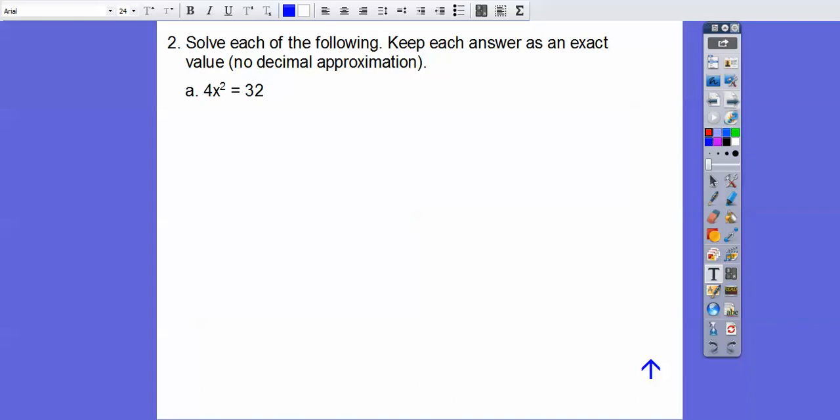All right, this one says solve these equations and keep answers as exact values. So we want like square roots, like 5 root 7, something like that, okay? And if it's ever an x squared equals, don't forget your plus or minus part. So here, let's divide everything by 4, and then we get x squared equals 8, golly, not the square root of 8.